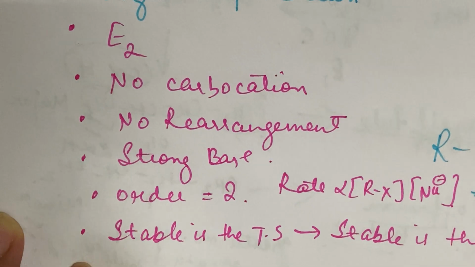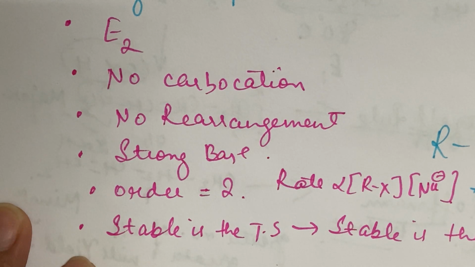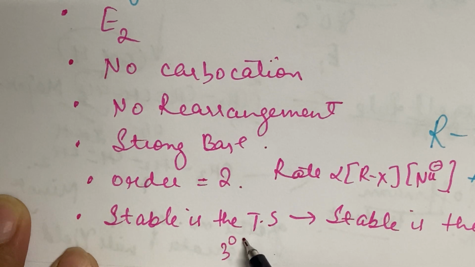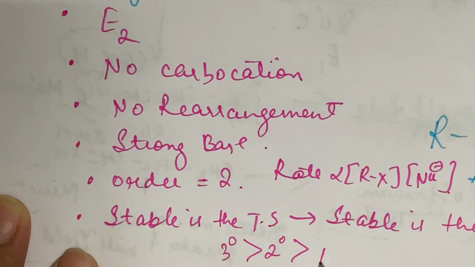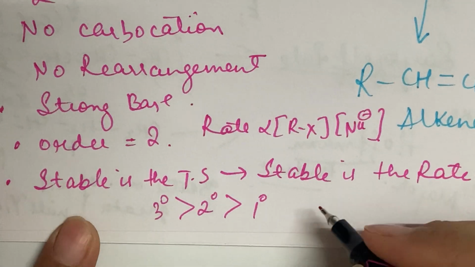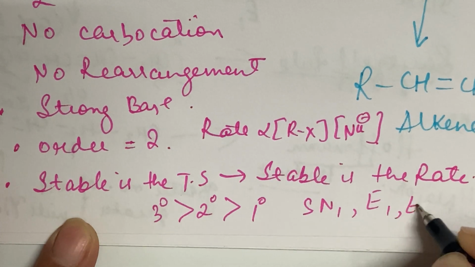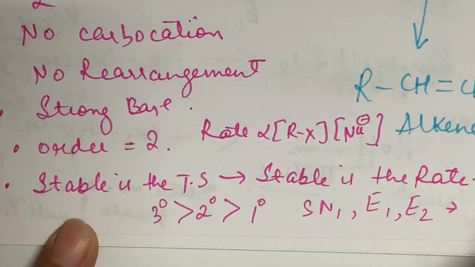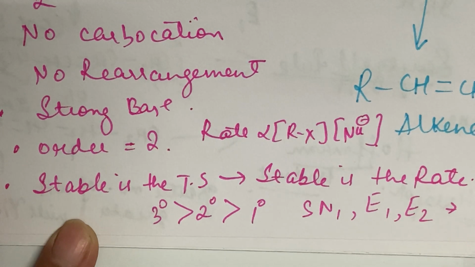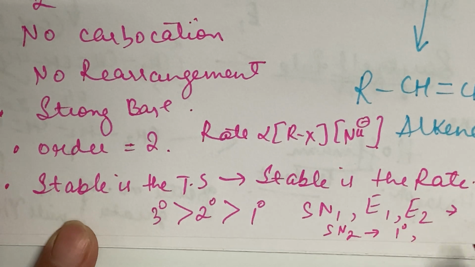Okay, so for example, if you have a more substituted or more crowded alkene, they are more stable. So that is why here tertiary is first, then secondary, followed by primary. If you remember, in the case of SN1, E1 and E2, in all these we are following the same trend, which is tertiary, secondary and primary, and only in SN2 it was primary, secondary and tertiary. This is the order of stability.